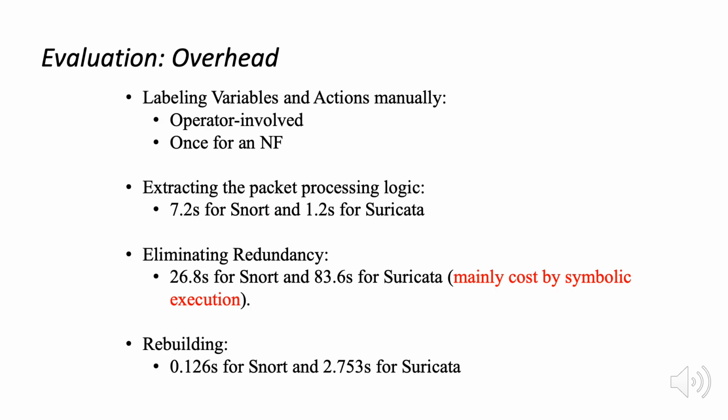We conduct a preliminary evaluation of NF Reducer's overhead. First, we need the user to label the critical variables and NF actions. An NF program only needs this manual labeling once. In practice, when the NF configuration is changed, NF Reducer needs to be run again, which takes tens of seconds, mainly caused by symbolic execution. We think that the time is tolerable in real-world operation.